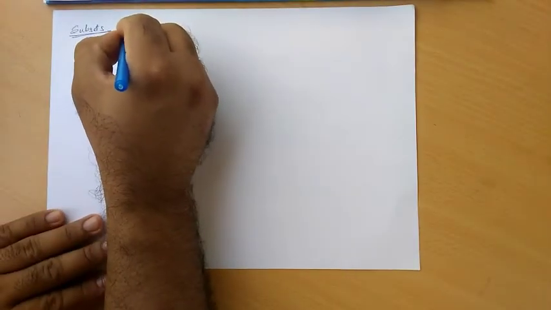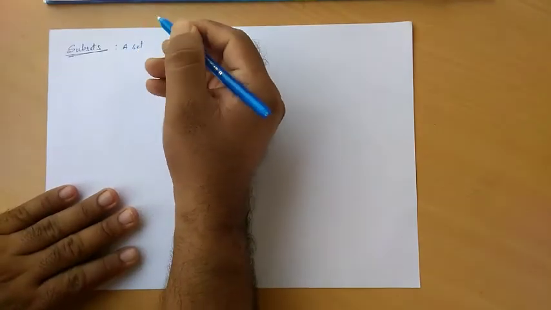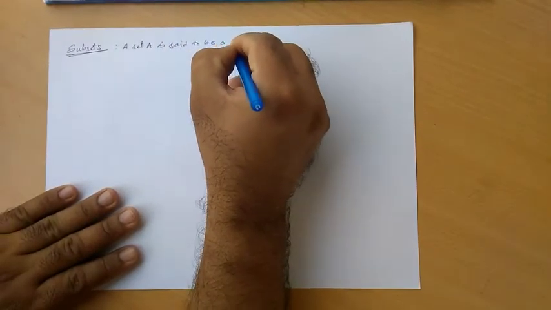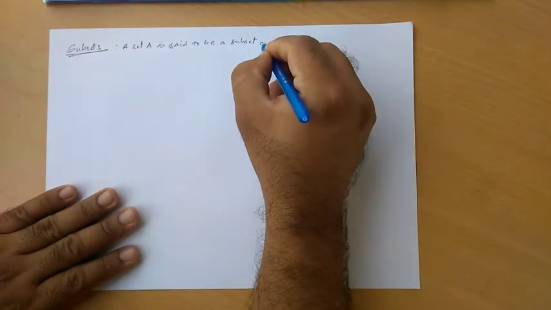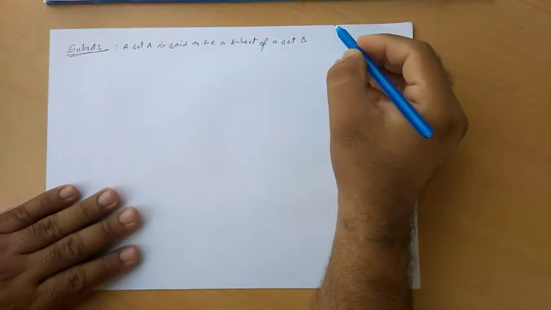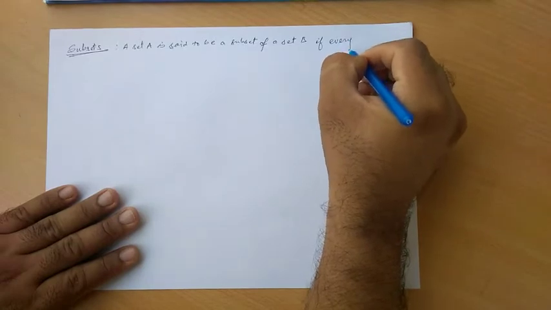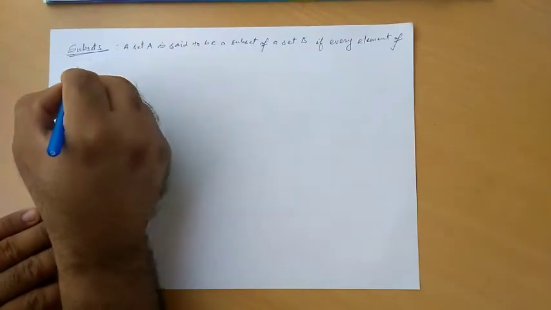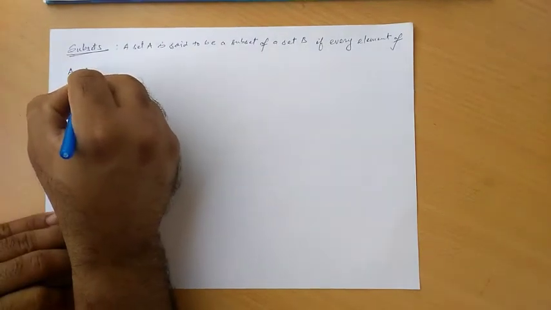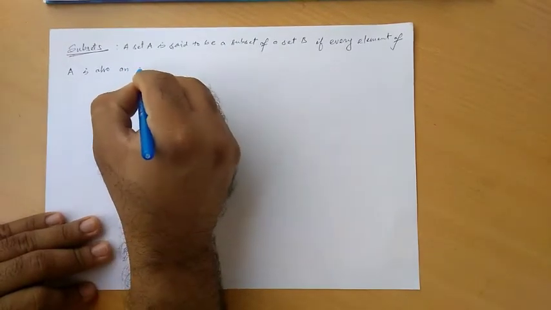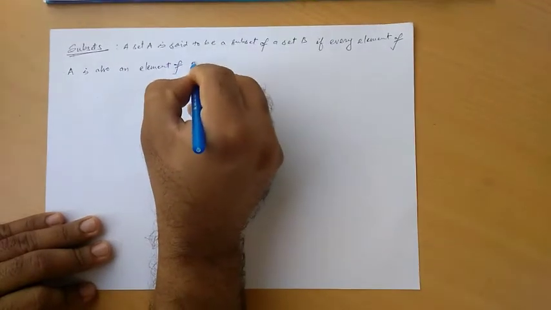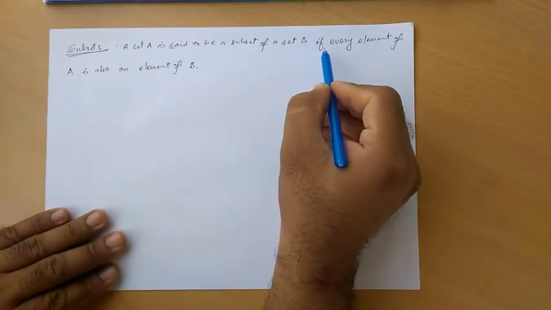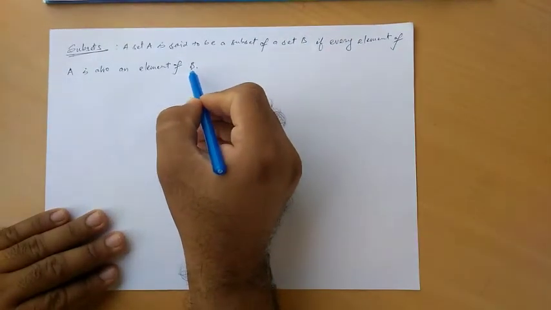Today we will start with subsets, and let us check out the definition first. A set A is said to be a subset of a set B if every element of A is also an element of B. That means what?